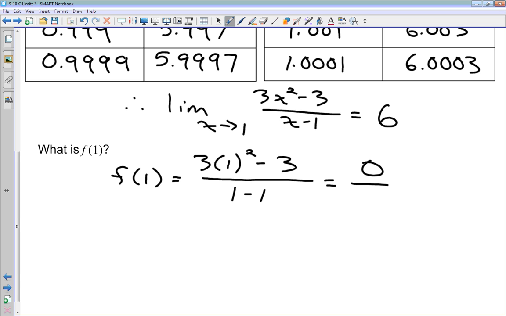Right. What is 0 divided by 0? I don't know what 0 divided by 0 is. I know it's bad news when I'm dividing anything by 0. I know it's doubly bad news when I'm dividing 0 by 0. I know that it is definitely not equal to 6. What's going on here?